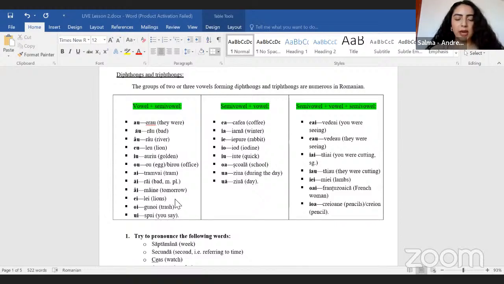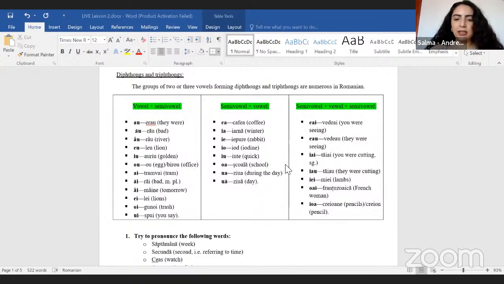So as you can see, the sound that is most noticeable, so to say, is the vowel. That is why the vowel is the most important, and the semi-vowel is sort of there, but not so accentuated. Okay, let's move on to the next column where the order is reversed. So we have the semi-vowel and then we have the vowel. So it goes like this. Cafea, iarnă, iepure, iod, iute, școală, ziua.